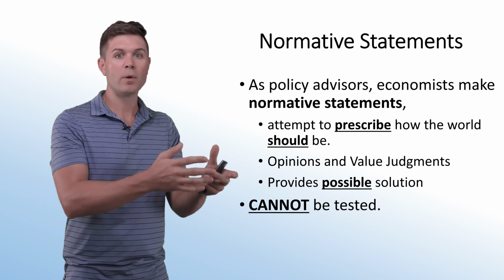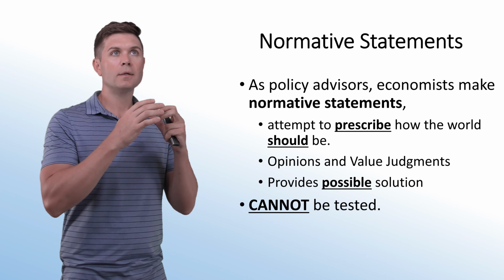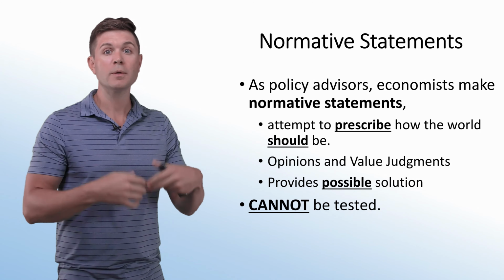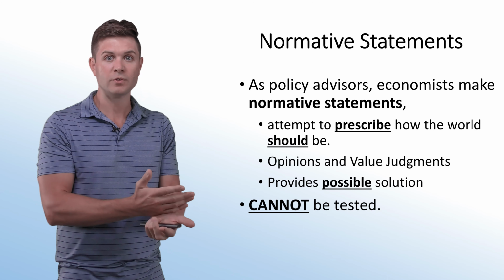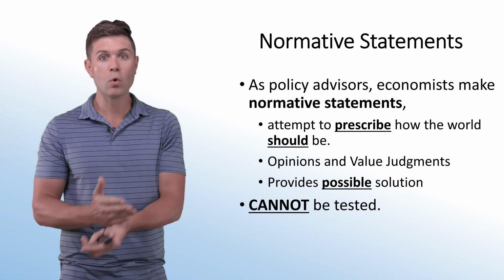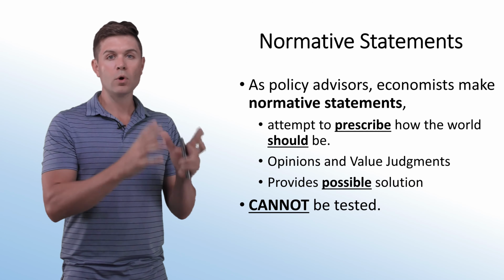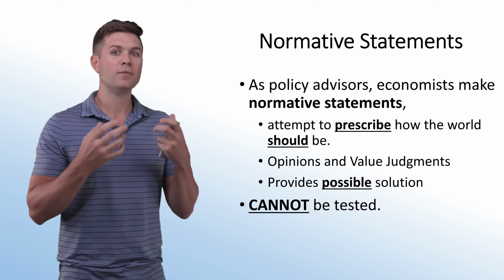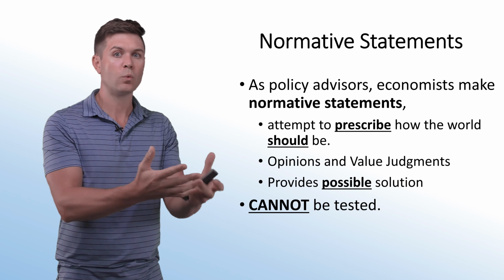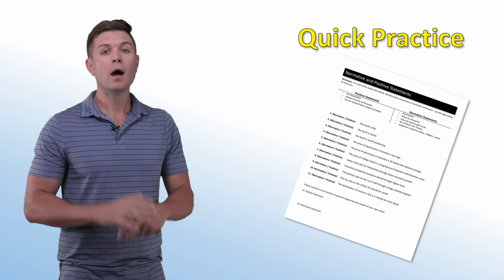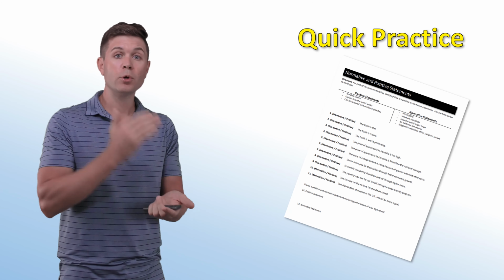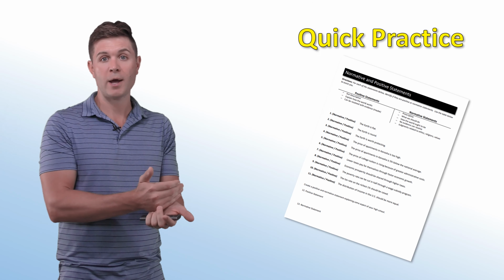We could say that taxing the top 1% higher will improve economic growth, and test that. There's a factual statement there. It can be proven right or proven wrong. So normative statements are value judgments. They prescribe. They say the way the world should be. They cannot be tested.